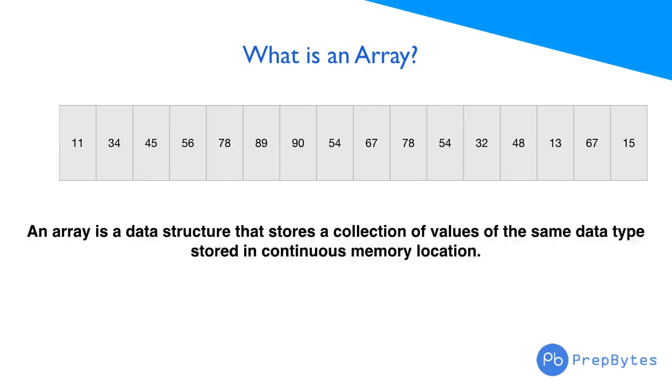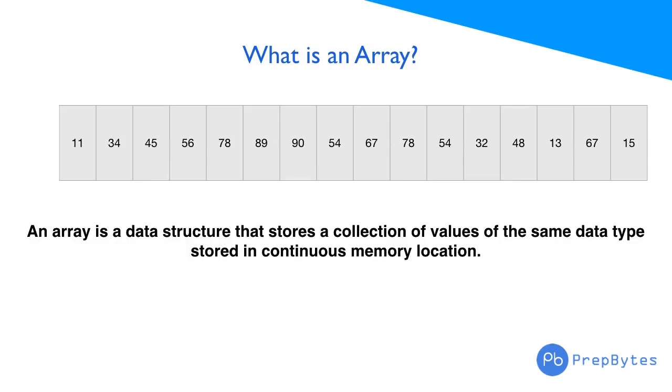So when I'm talking about the same data type, it means that if I'm using an array to store integers, then the complete array should store integers only. If you see the graphical representation here, we have 11 is an integer, 34 is an integer, 45 is an integer, 56 an integer, 78 an integer. So if in an array we are storing integers, then in that particular array we'll be storing only integers.